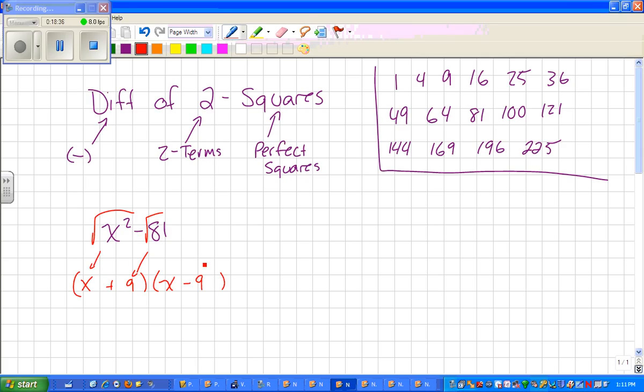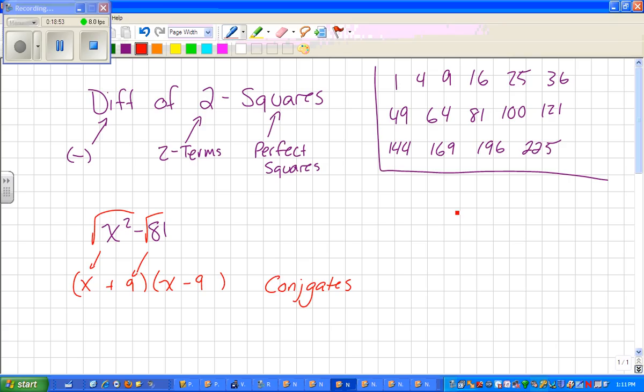What do we call these? We're thinking. These are conjugates. So do not forget that, okay? So again, when you do the difference of 2 squares, you need 2 parentheses.